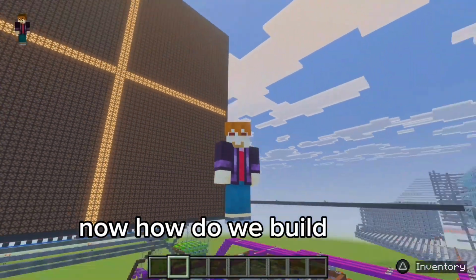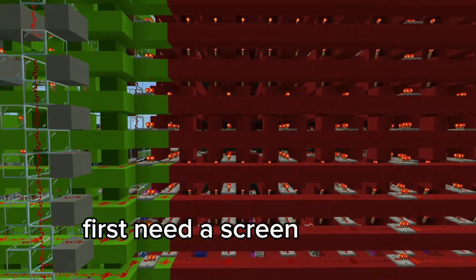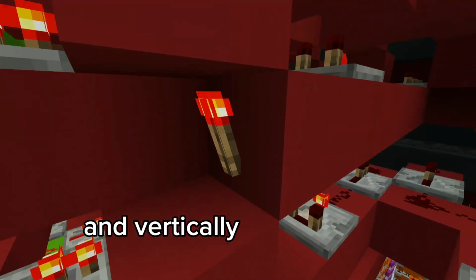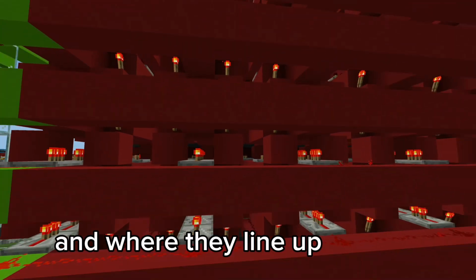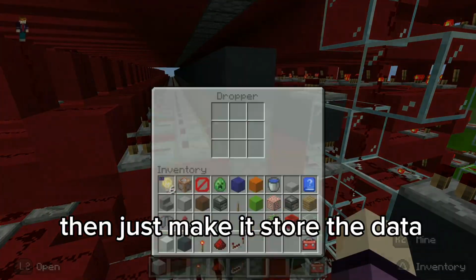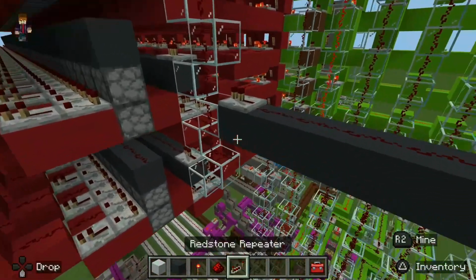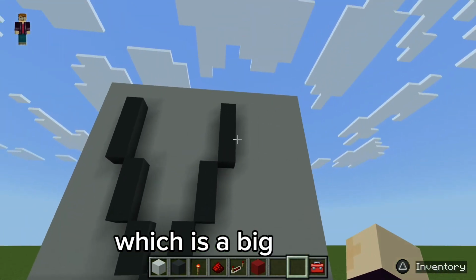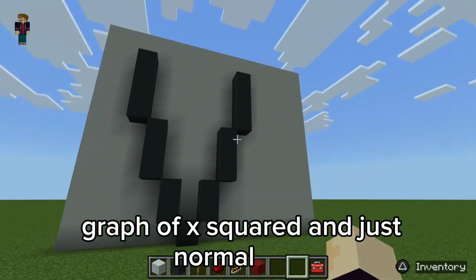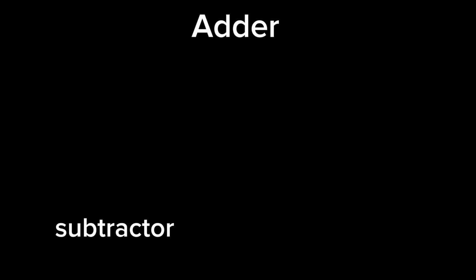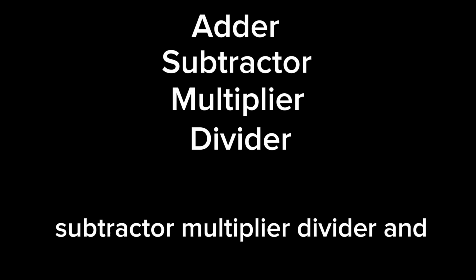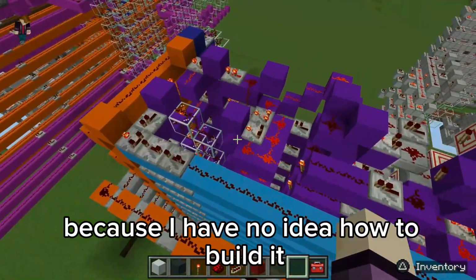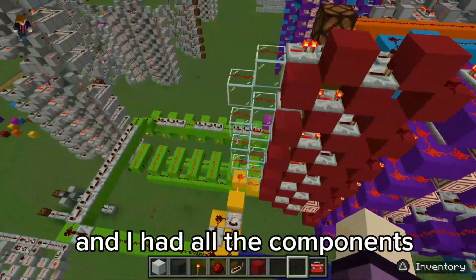Now, how do we build this in Minecraft? First, we need a screen, which is actually the simplest part. Just make a bunch of lines horizontally and vertically, power 2 of them, and where they line up is a point. Then just make it store the data and make it clearable. Now the components. I want this to be able to do a parabola, which is a big U, or the graph of x squared, and just normal lines, so I would need an adder, subtractor, multiplier, divider, and a square rooter. The square rooter is the hardest because I have no idea how to build it. So a quick tutorial later, and I had all the components.